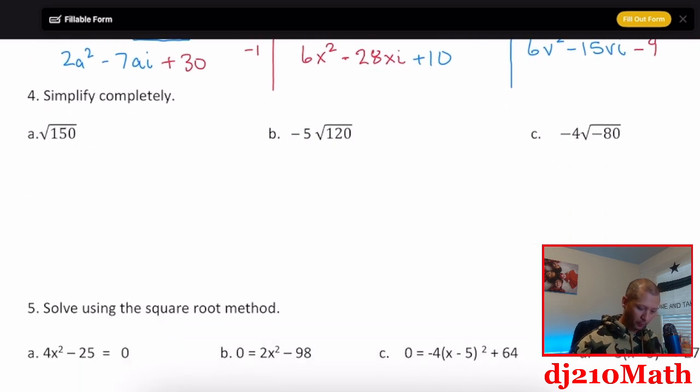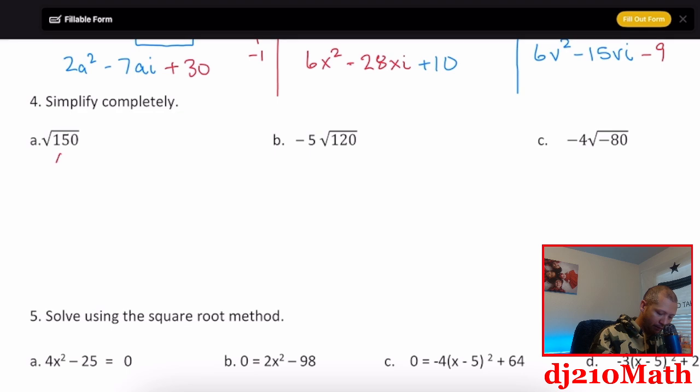All right, moving along, number 4. A. So we're simplifying. So this is where we break down the number inside the square root into its prime factors using the little tree method. So you could use whatever numbers you want as long as it's 2, 3, 5, 7, and so on. I just start with 2 because it's an even number. Right, this is an even number. So this would be 75. We could use 3, 3 and 25. 25 is 5 and 5.